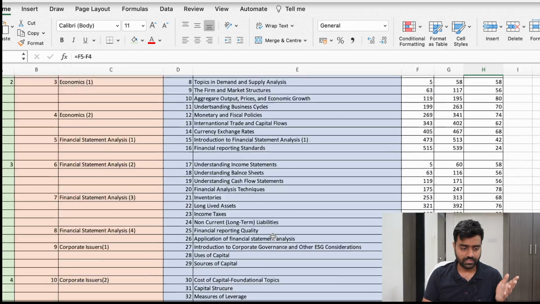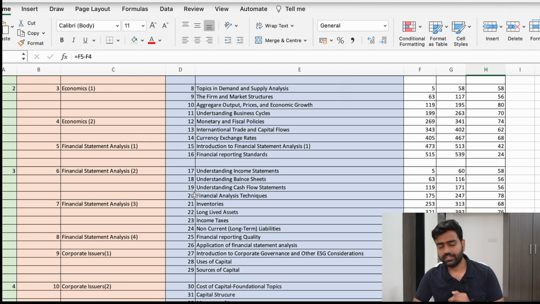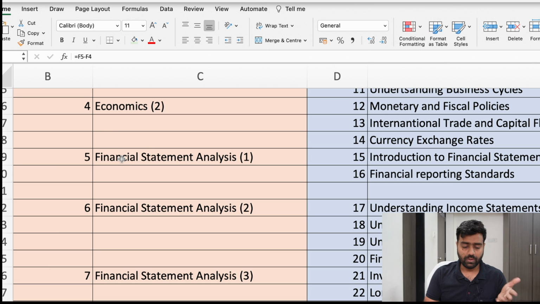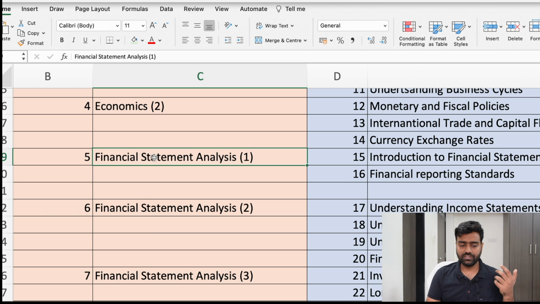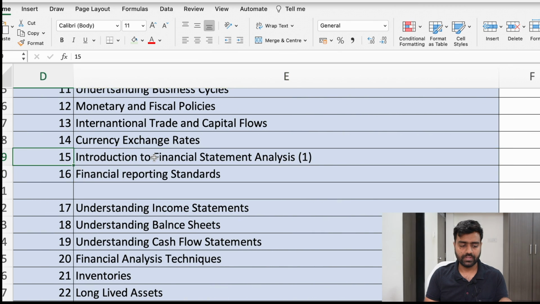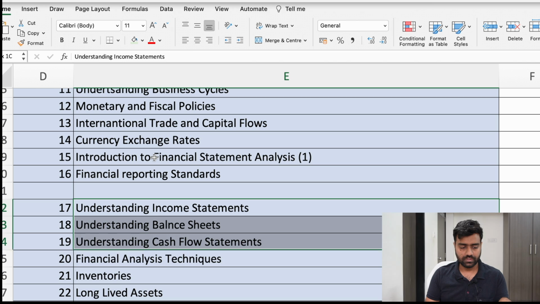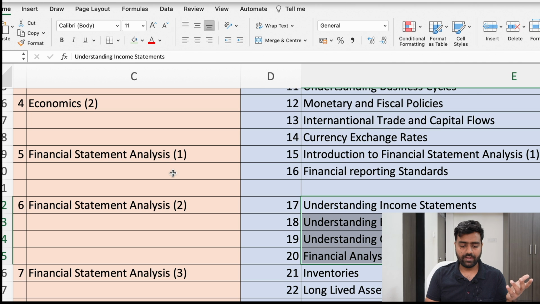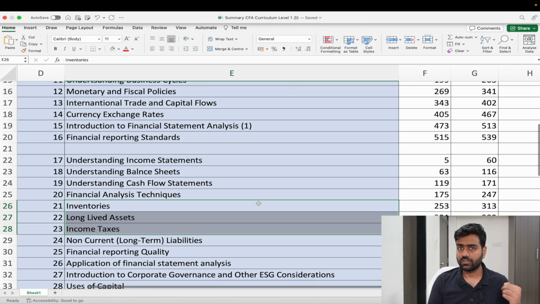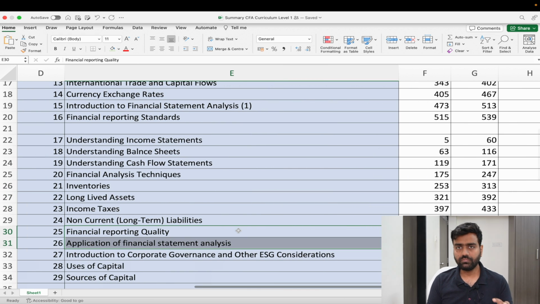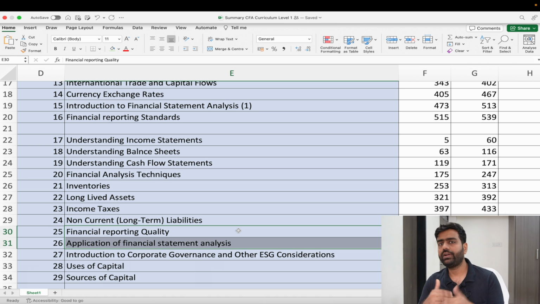So I am going to start first with the financial statement analysis. Here you can see in the financial statement analysis, we have this one topic which is covered under study sessions 1, 2, 3 and 4, and each study session covers readings. The first study session covers 2 readings, then the second study session covers 4 readings, sorry, and then we have the third study session which covers 3 readings, and the fourth study session which covers 2 readings. So I'm going to start with this, and reading by reading I'm going to help you.